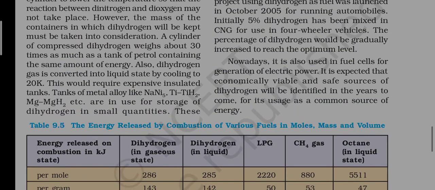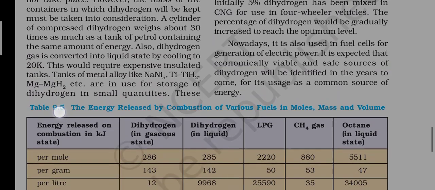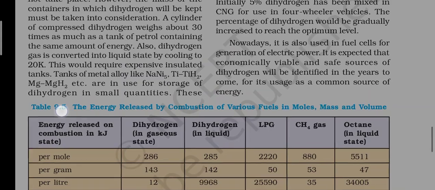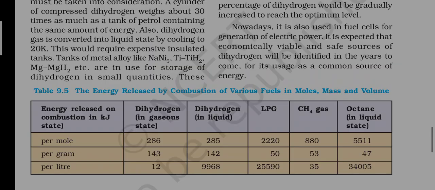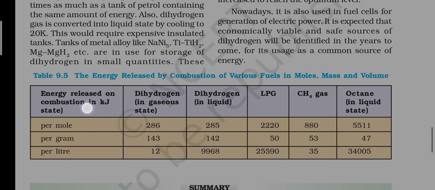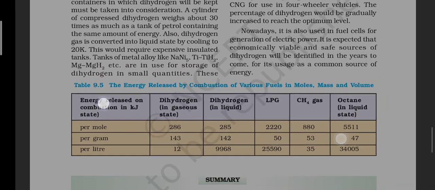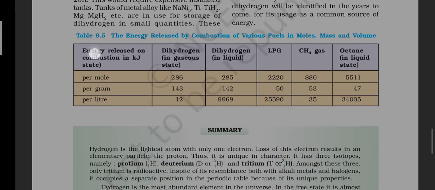Initially, 5% dihydrogen has been mixed in CNG for use in four-wheeler vehicles. The percentage of dihydrogen would be gradually increased to reach the optimum level. Nowadays, it is also used in fuel cells for generation of electric power. It is expected that economically viable and safe sources of dihydrogen will be identified in the years to come for its usage as a common source of energy.